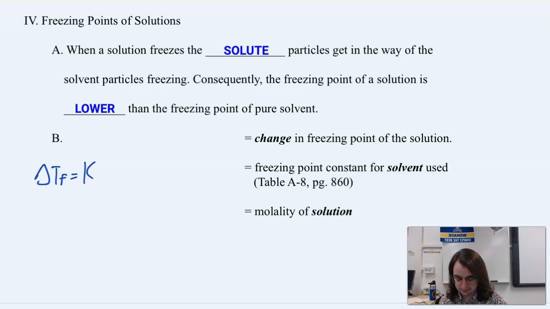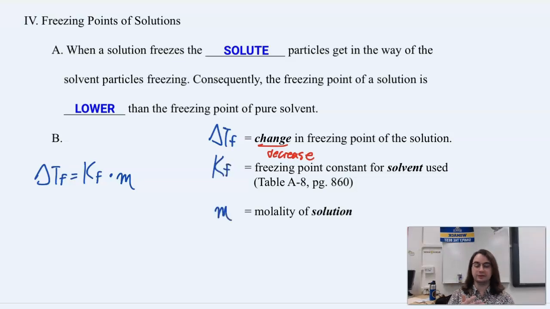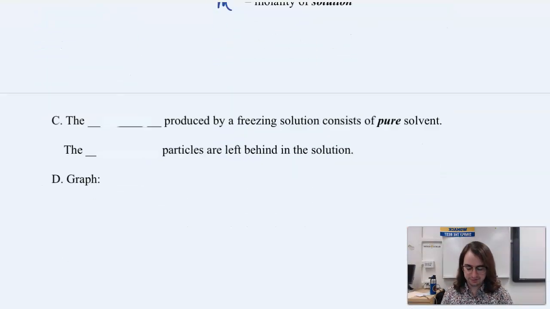ΔTf equals Kf times molality, where ΔTf is the change in freezing point. It's not really the change though, it's more like the decrease. So it's the decrease in the freezing point. Kf is a constant. That's also just from that table. And then m, of course, is molality. So this works almost exactly the same as the boiling point equation, except the big difference here is that when we calculate ΔTf, we have to subtract it from the initial freezing point in order to get our new freezing point.